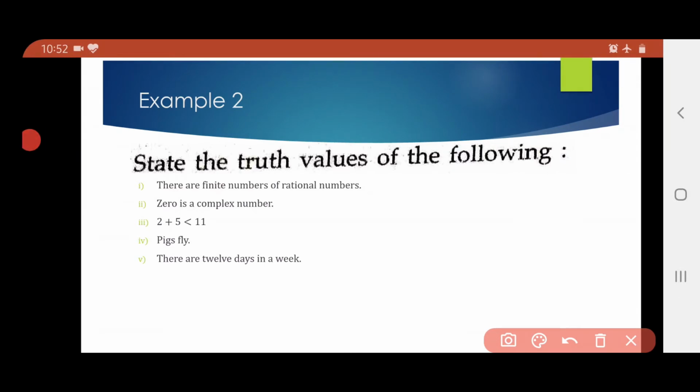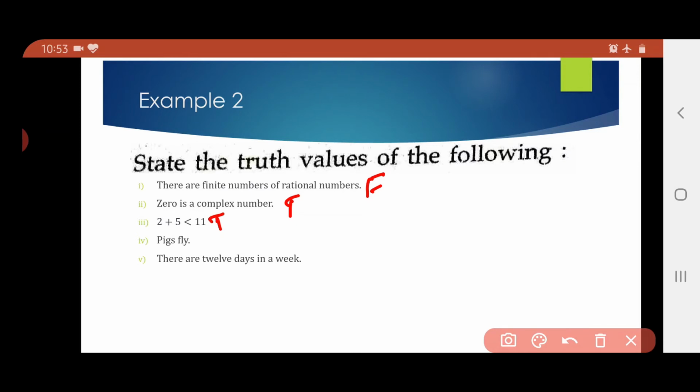There are finite number of rational numbers. Now, is it true? Obviously not, because there are infinitely many rational numbers. So therefore this statement is false. 0 is a complex number. Is it true? Yes, it is obviously true, because 0 is basically a real number, so it is definitely a complex number as well. 2 plus 5 less than 11. Yes, it is true. It is definitely true.